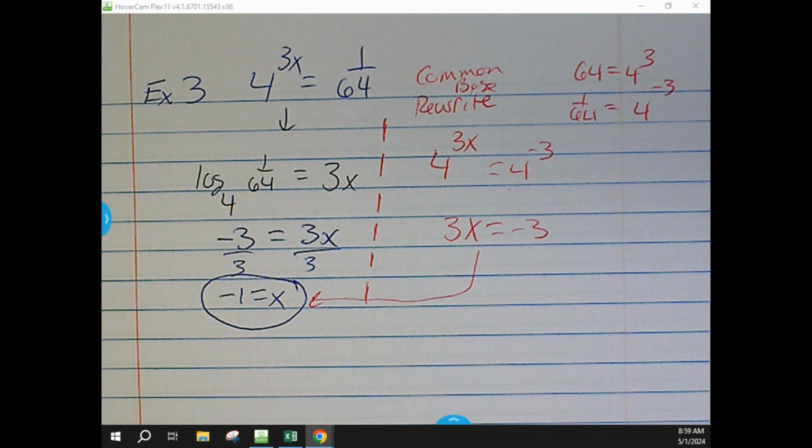Okay, now here's somewhere they would not ask you to write it with a common base because there is no common base to be had for anything here.